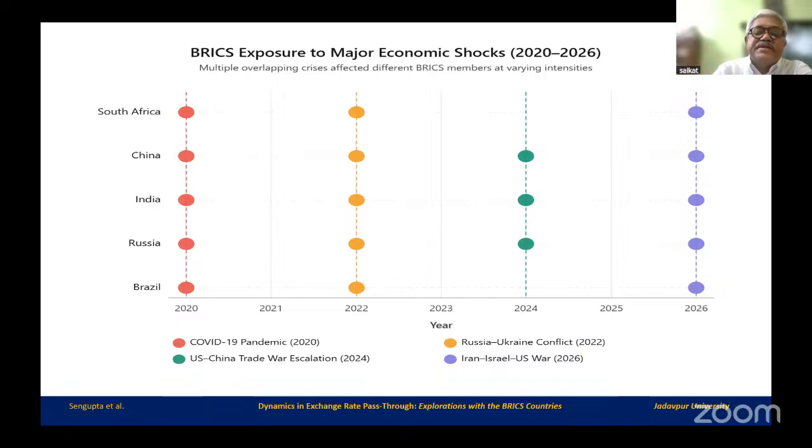We will leave the 2026 impact, and we will try to restrict ourselves for the period. The analysis will be for the period 1980 to 2023. Next.